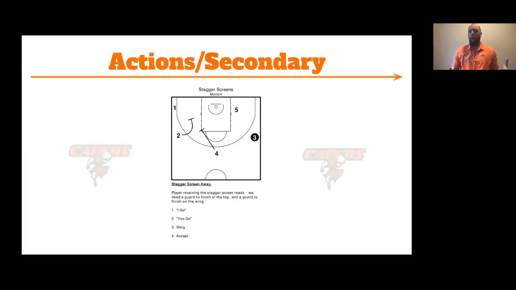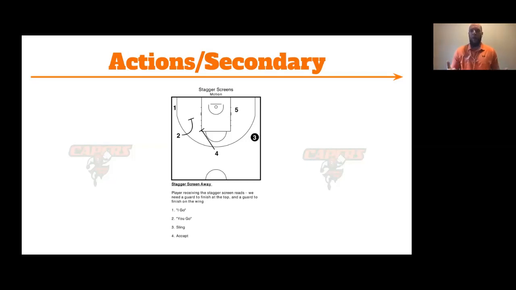So if you're running a stagger away, we would use all the same reads within that guard to guard screen of the stagger that we would use in any high post or low post touch. So if on the screen here, the 4 and the 2 are setting the stagger away for the 1, well, within that, the 2 and the 1 would have all 4 of those same reads of I go, you go, slinger, except within that stagger. So in a game, you can make that right read.